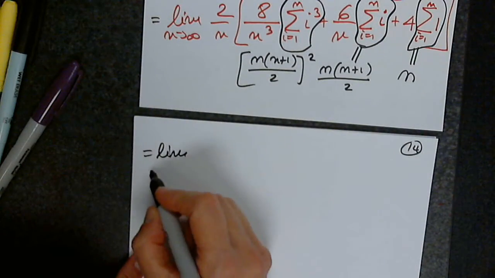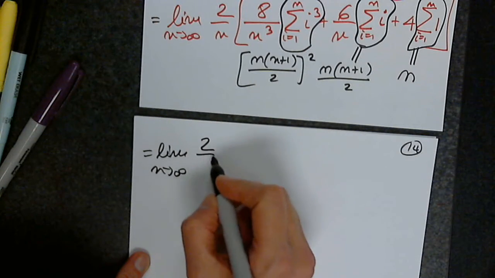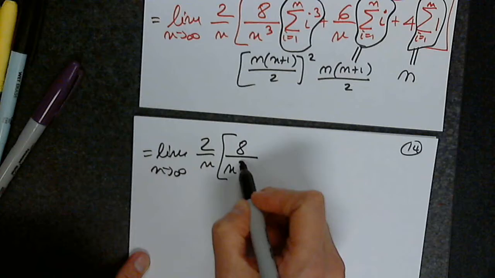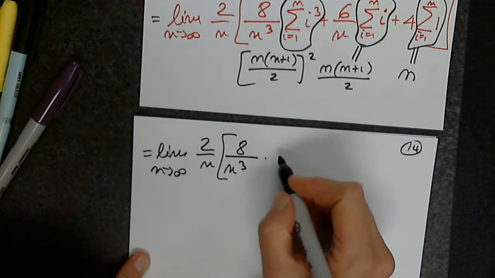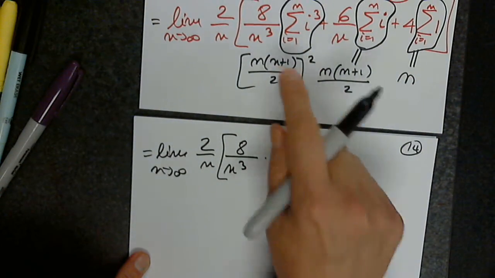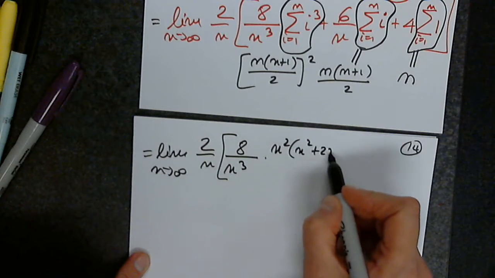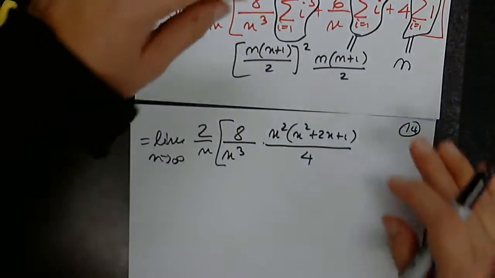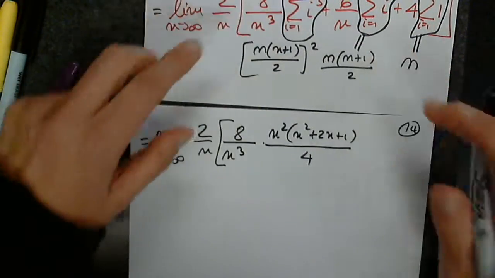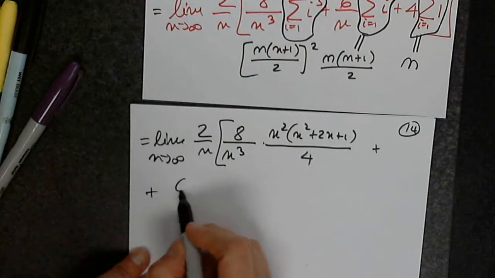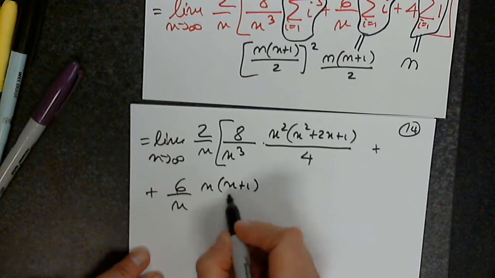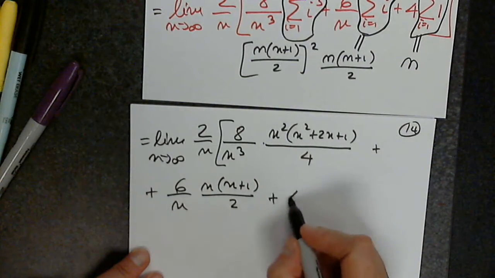Limit as n approaches infinity, 2 over n stays outside. So I have 8 over n cubed multiplied by n squared, and I'm going to square that, n squared plus 2n plus 1 divided by 4. This is just the first term here, plus 6 over n, and I just write n plus 1 over 2, plus 4n.